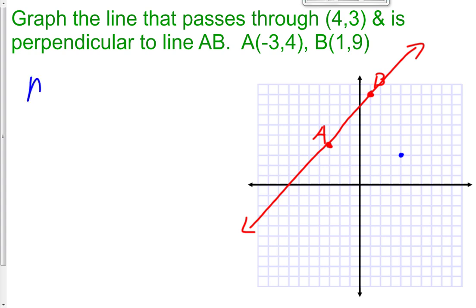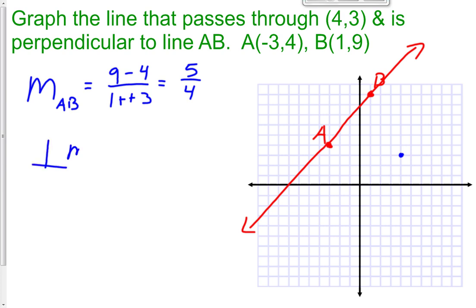So here is the slope of line AB. The slope is 9 minus 4 over 1 subtract a negative 3. The slope is a positive 5 over a positive 4. To go from point A to point B, it's a rise of 5 and a run of 4. So that means the perpendicular slope is going to be the opposite reciprocal. So the perpendicular M, remember that upside down T means perpendicular, the perpendicular slope is a negative 4/5. So change the sign and flip-flop the fraction.